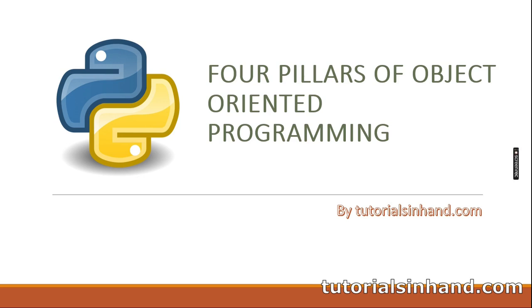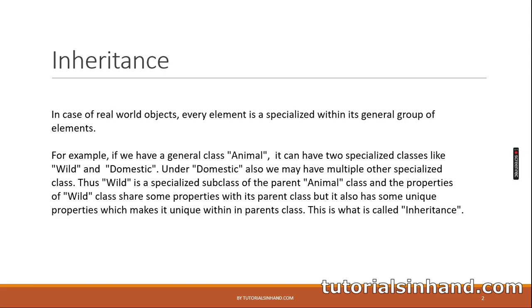So without any delay, let's get started. The first pillar of object-oriented programming is inheritance. In case of real-world objects, every element is specialized within its general group of elements. For example, if we have a general class animal, it can have 2 specialized classes like wild and domestic. Under domestic, we may also have multiple other specialized classes. Thus, wild is a specialized subclass of the parent animal class, and the wild class shares some properties with its parent class, but it also has some unique properties which make it unique within its parent class. This is what inheritance is.